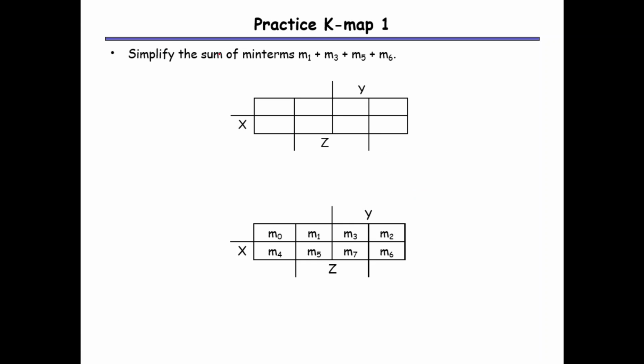Let's simplify the sum of minterms m1 plus m3 plus m5 plus m6. Let's put it right here.